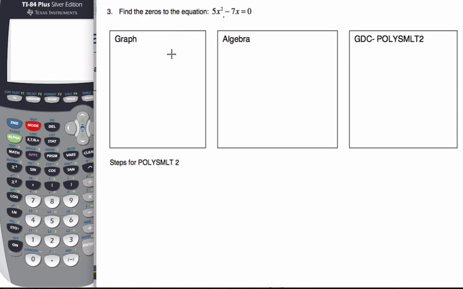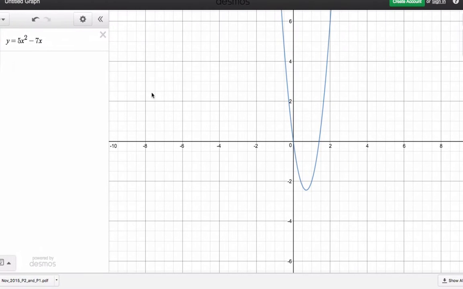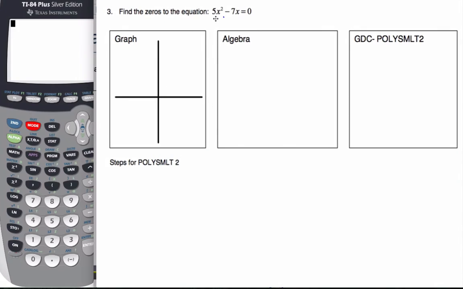If I'm going to do it graphically, I'm going to take that equation, throw it into my calculator, or if I'm fortunate enough to have Desmos available, throw it into Desmos, and I can quite clearly see that I have 2 x-intercepts, 0 and 1.4. And so graphically, I can make my graph, and I get this, and this value is 0, and this value is exactly 1.4. So x equals 0, or x equals 1.4.